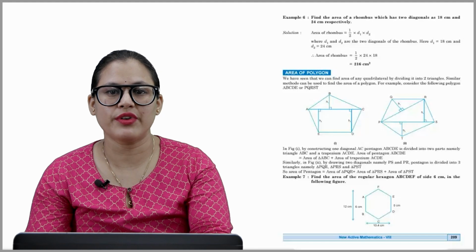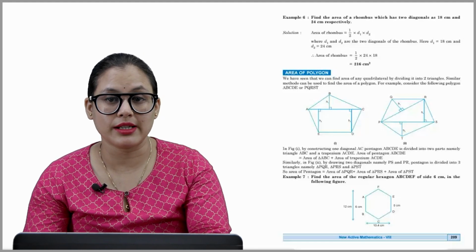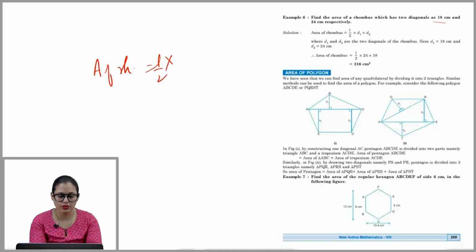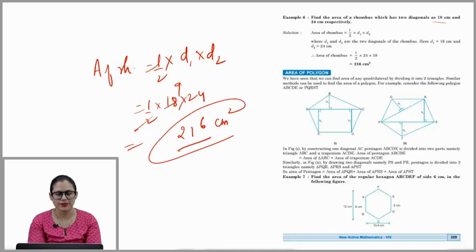Example 6: you have to find the area of a rhombus, and two diagonals are given here. The area of a rhombus formula is half into D1 into D2, that is, half the product of the diagonals. So half into diagonal 1, which is 18, and diagonal 2, which is 24. So 9 into 24: 4 nines are 36, 216 centimeters square.